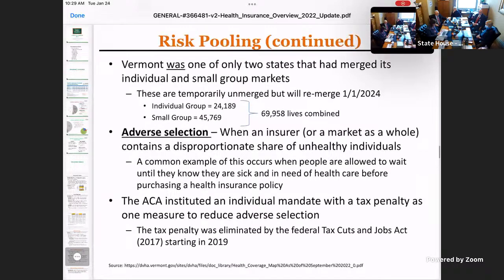I jumped ahead. So Vermont was one of only 2 states that had merged its individual market. Again, like I said, you have individual market, which is 24,000, and small group, which is 45, but combined they were 70,000. Currently, they're unmerged. I think that they are slated to remerge again in another year or 2.